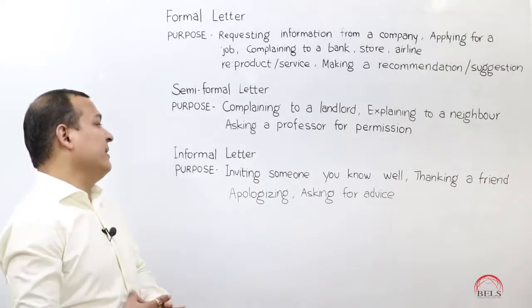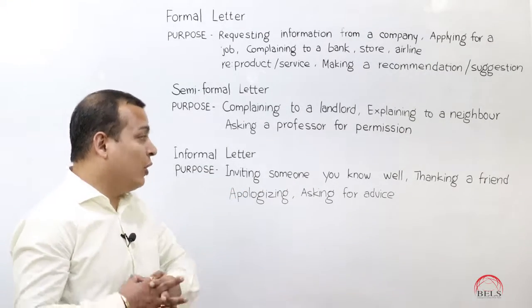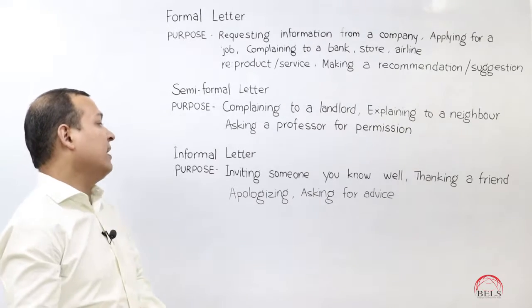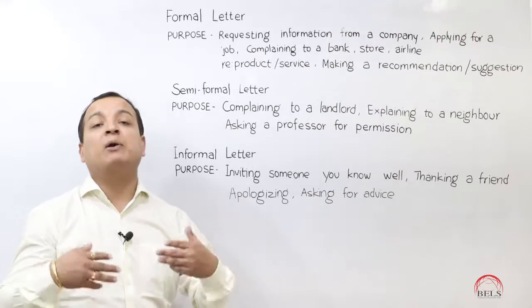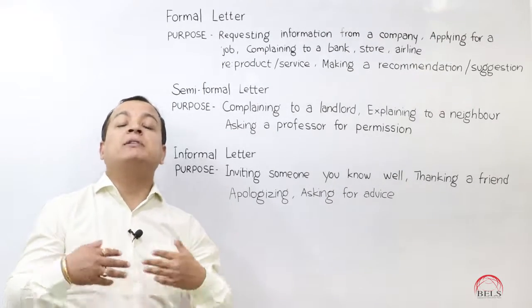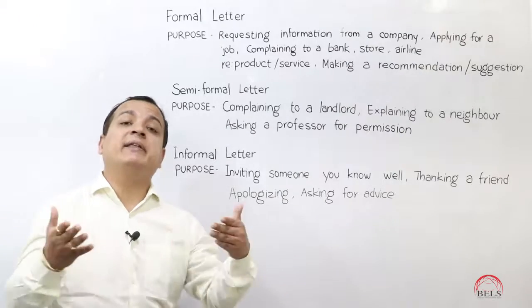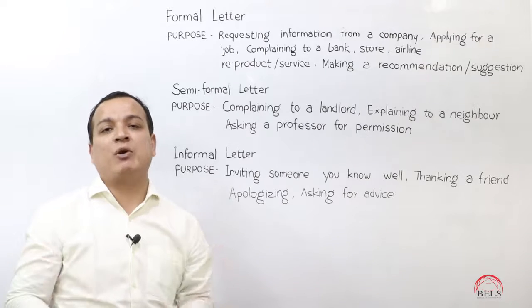The third one is the informal letter. The purpose of this letter can be inviting someone you know well, thanking a friend, apologizing, or asking for advice. Any category can be. It can be a question like this. You are conducting a party in your home and you write a letter to your friend and invite them to the party. So this is a casual letter, and this is the way of writing it.